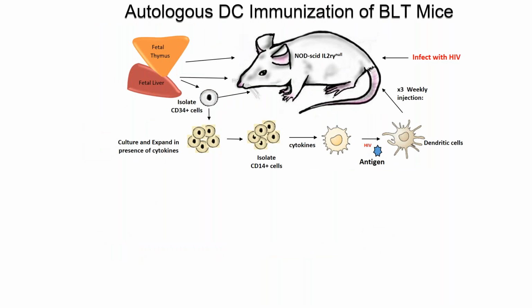So next, I'm going to show you some data which shows how this humanized mouse model can be used for dendritic cell-based immunization, which is also important in the field of cancer therapy. So here we used the BLT animal, but this can also be used in an NSG model. Here we generated the dendritic cells from CD34 cells using a cocktail of cytokines, and then the immature dendritic cells were treated with the HIV antigen and matured, and then these matured dendritic cells were given to the NSG animals, and after 3 weekly injections, they were infected with HIV.